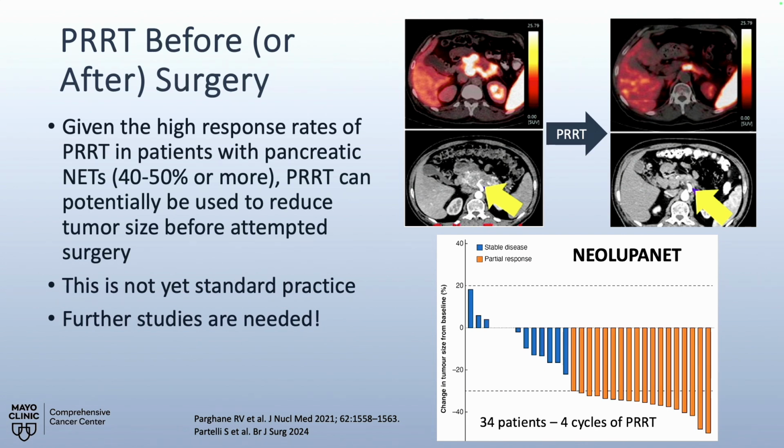The question is, does it matter if we can take them out anyway? Do we necessarily need to make them smaller? But we're starting to use this a little bit before surgery for the really bulky tumors. Use either CAPTEM chemotherapy or PRRT just to make them a little smaller, so it's easier for the surgeon to get them out.